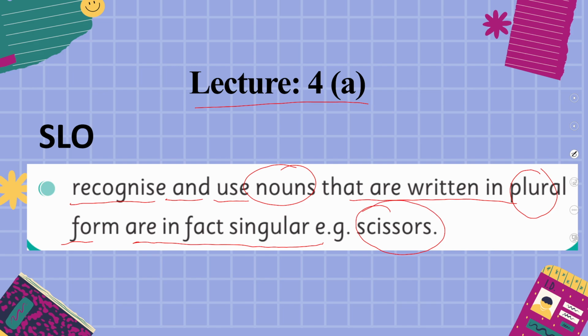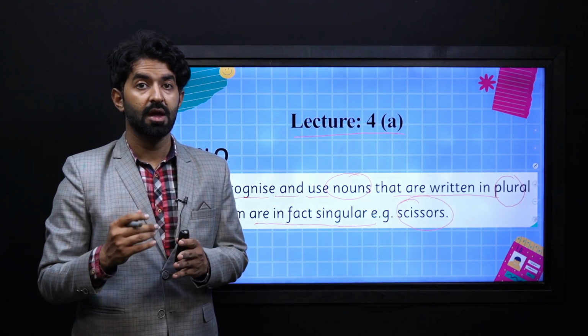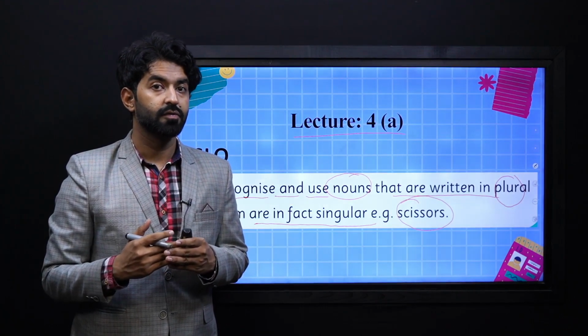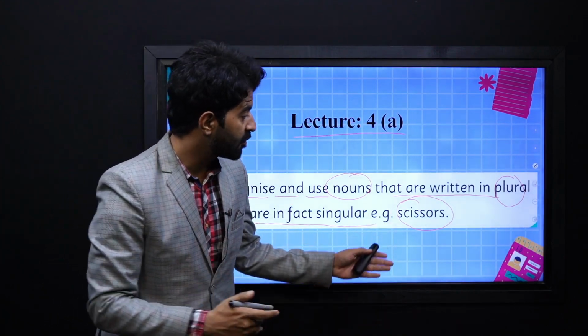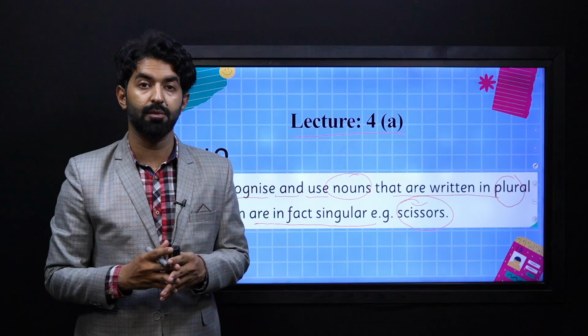So it's very simple and self-explanatory. There's nothing much to do. We will be just identifying that the plural looking nouns are actually singular nouns, and there are so many other examples.